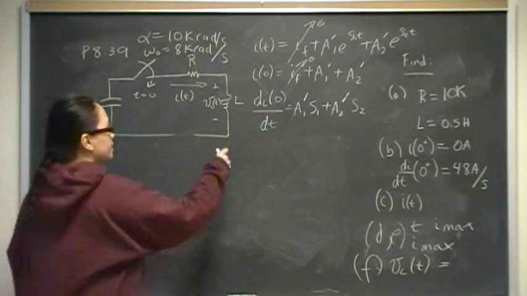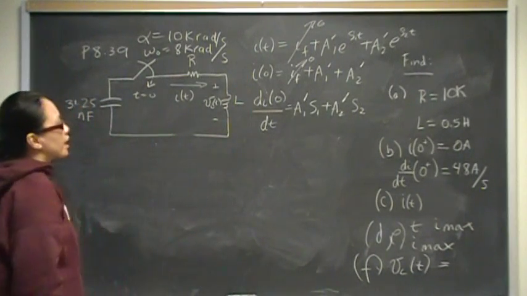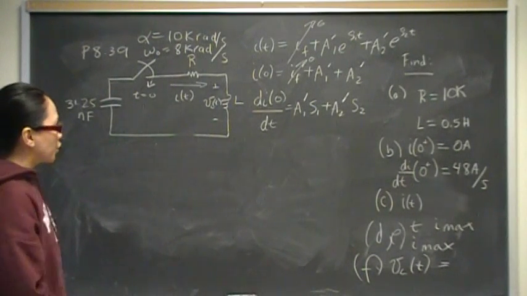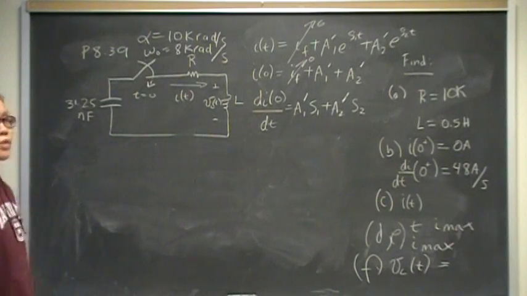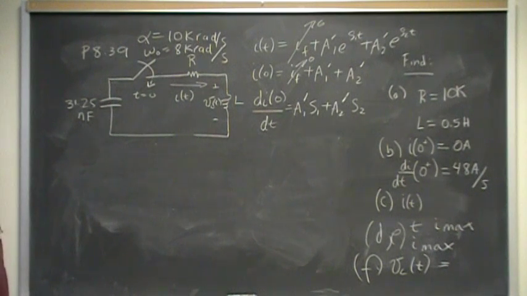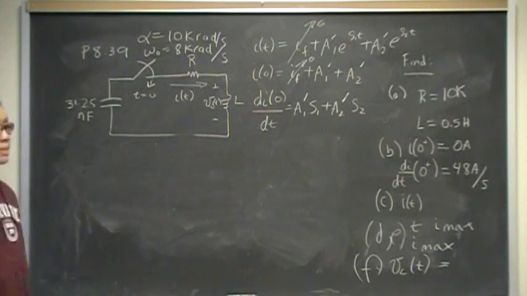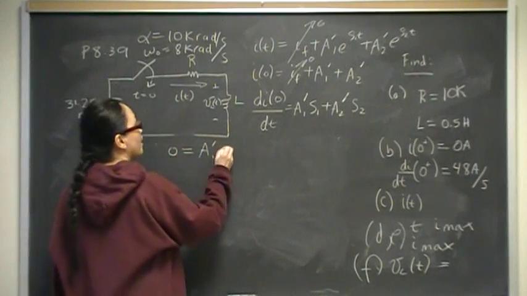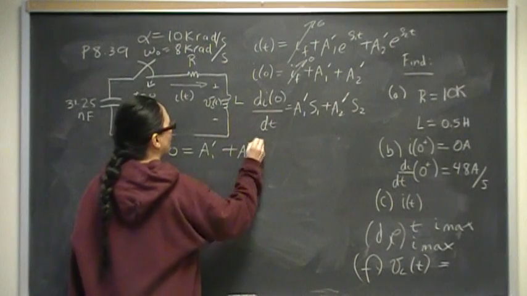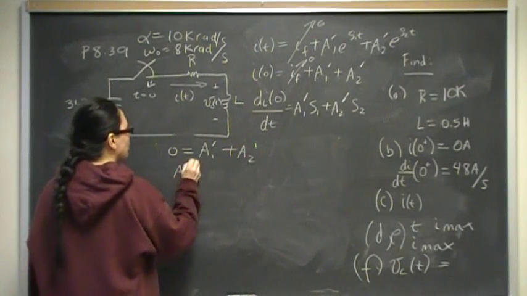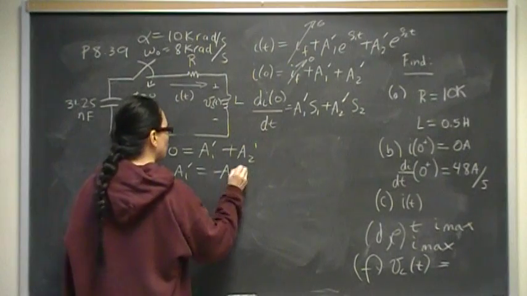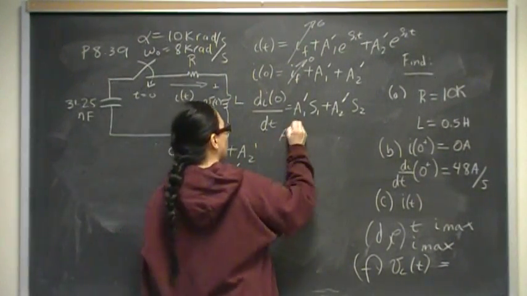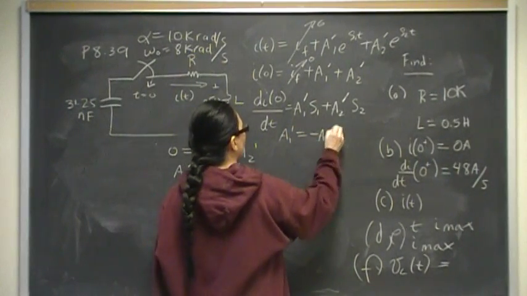So let's tackle this equation. The current at time 0 is equal to A1 prime plus A2 prime. Well, the current at time 0, remember, we have an open switch, and because inductors cannot change current instantaneously, that current has to be 0. So that means my first equation is 0 is equal to A1 prime plus A2 prime. That means that A1 prime is equal to negative A2 prime. And that's very good.